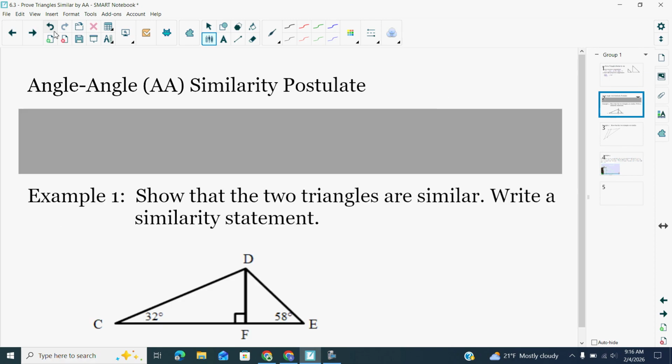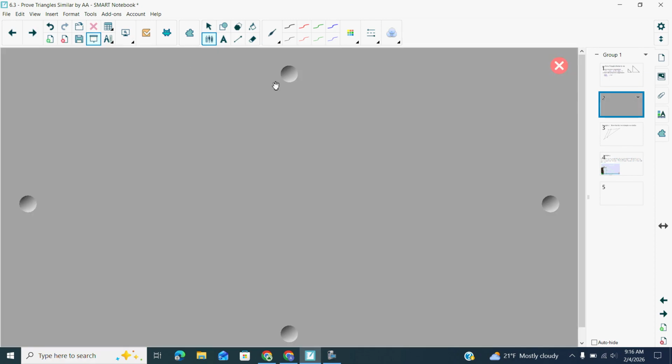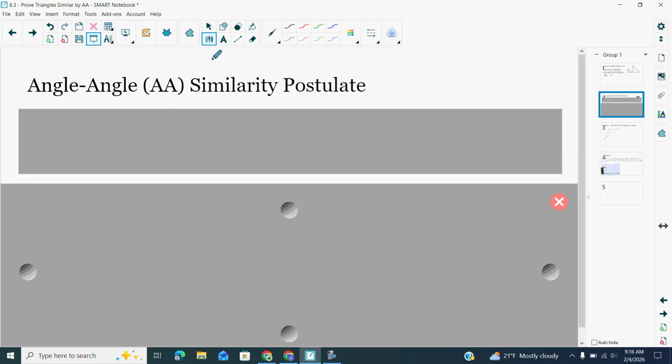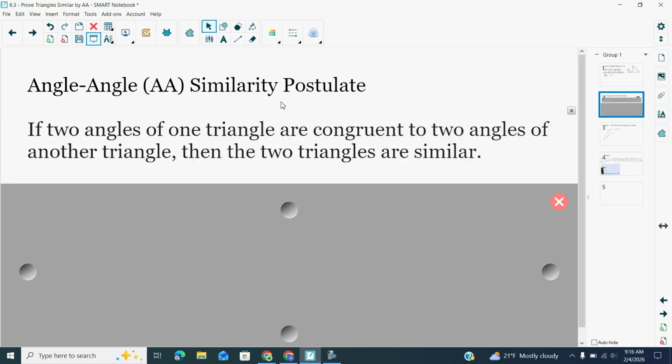So all that is necessary in order to prove similarity is that we have two sets of corresponding angles that are congruent. So the angle-angle similarity postulate says if two angles of one triangle are congruent to two angles of another triangle, then we know the two triangles are similar. We have two sets of congruent angles. The two triangles must be similar.